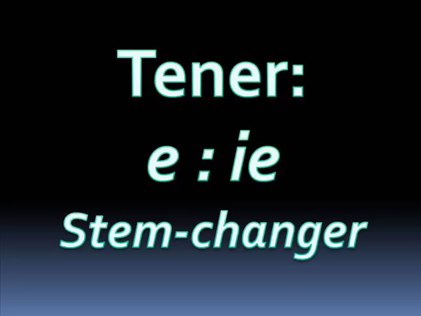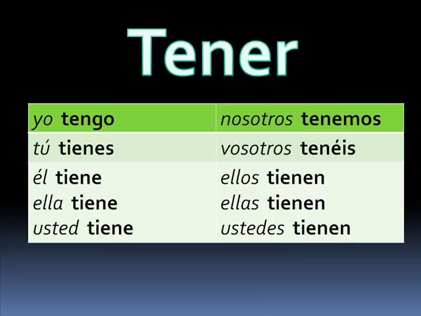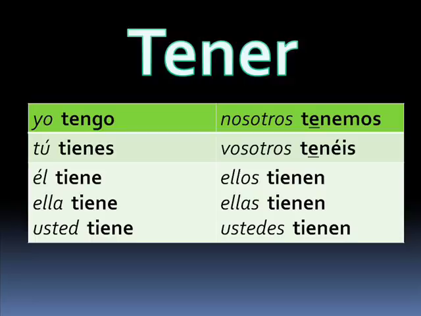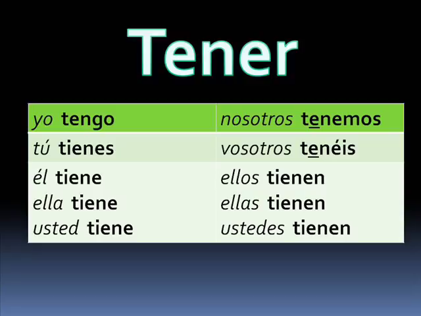We've got tengo, okay, that's the go part, yo tengo. Tú tienes, it goes from tener to tienes, E goes to IE. Él, ella, usted, tiene. Nosotros, tenemos. Vosotros, tenéis. Ellos, ellas, ustedes, tienen. Let's take a look at these real quick. Tenemos and tenéis don't stem change. Tienes, tú tienes, él tiene, ella tiene, usted tiene, ellos tienen, ellas tienen, ustedes tienen.